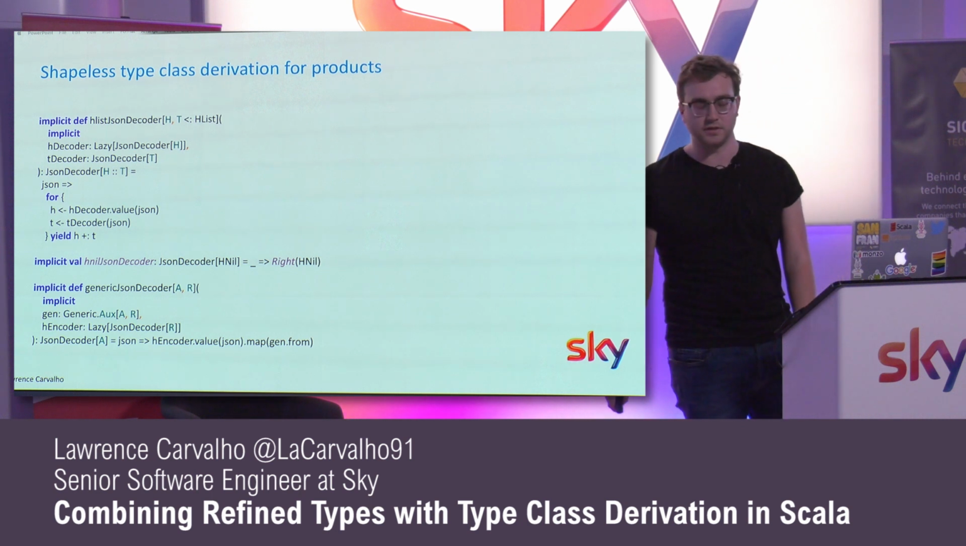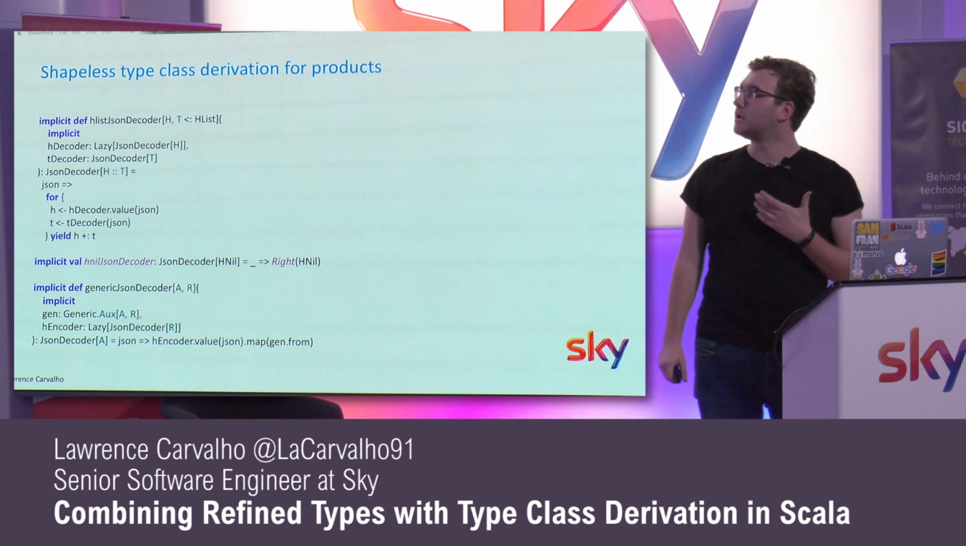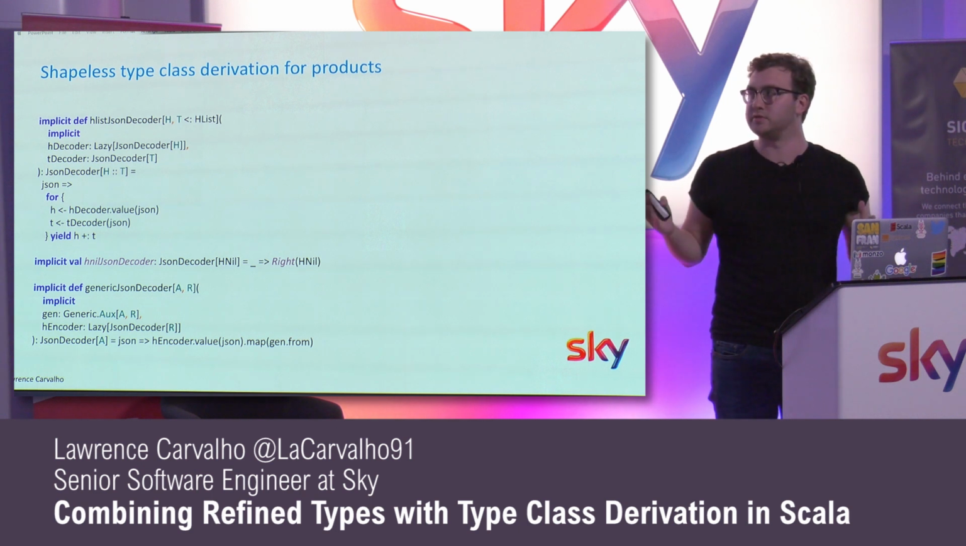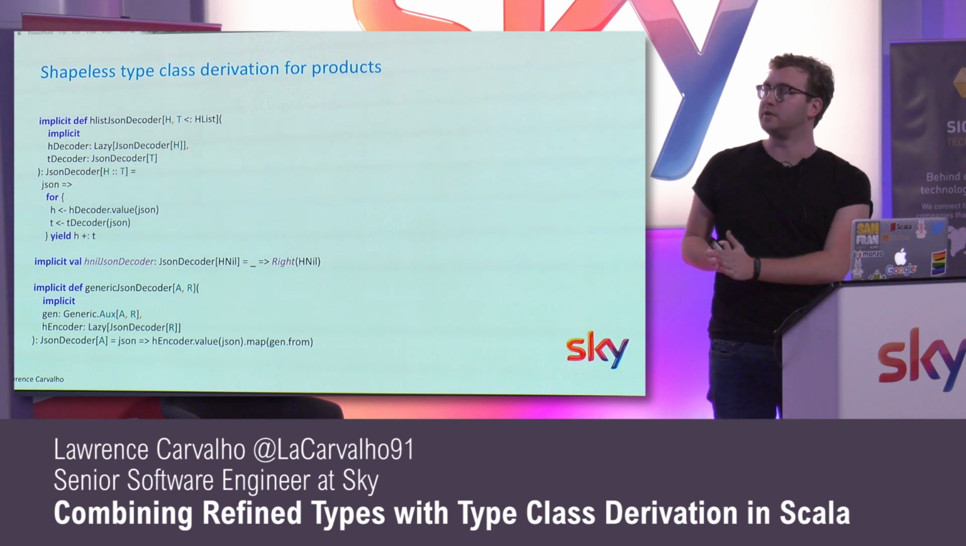You always have to define an instance for HNil, which isn't really used so much, but it's generally my understanding that HNil is what terminates the end of the H list.